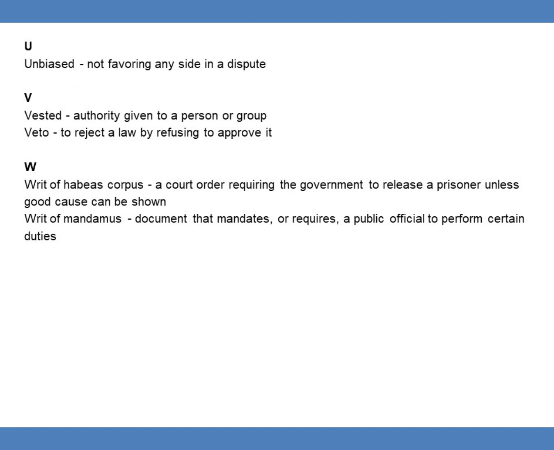U. Unbiased. Not favoring any side in a dispute. V. Vested. Authority given to a person or group. Veto. To reject a law by refusing to approve it. W. Writ of habeas corpus. A court order requiring the government to release a prisoner unless good cause can be shown. Writ of mandamus. Documents that mandate or require a public official to perform certain duties.